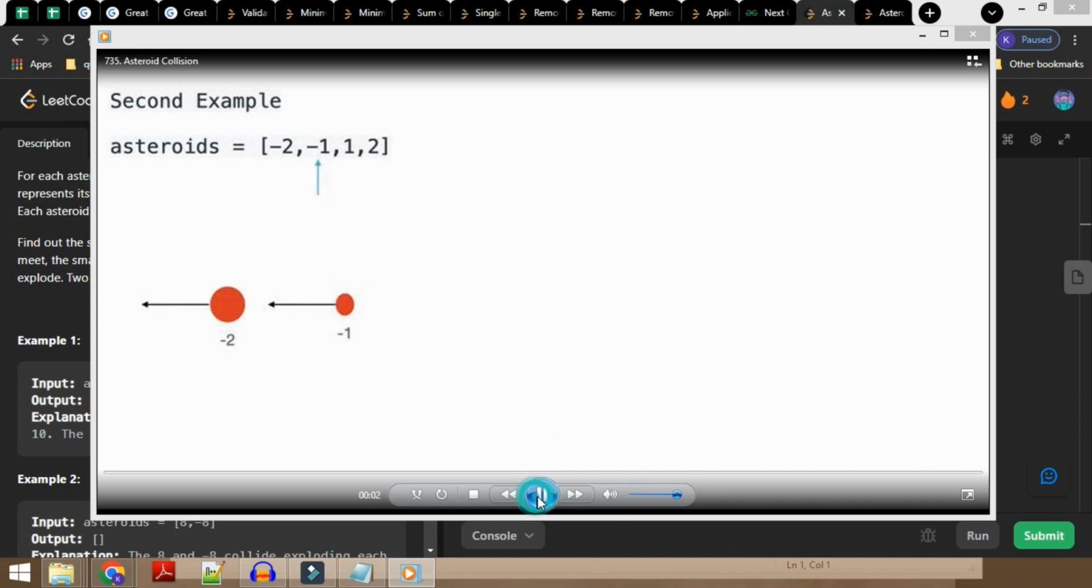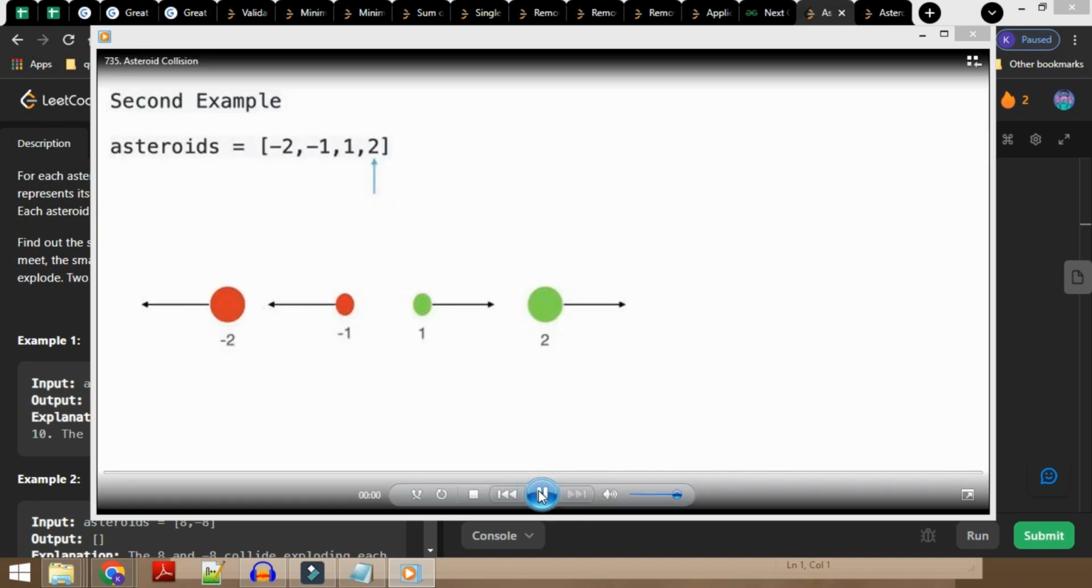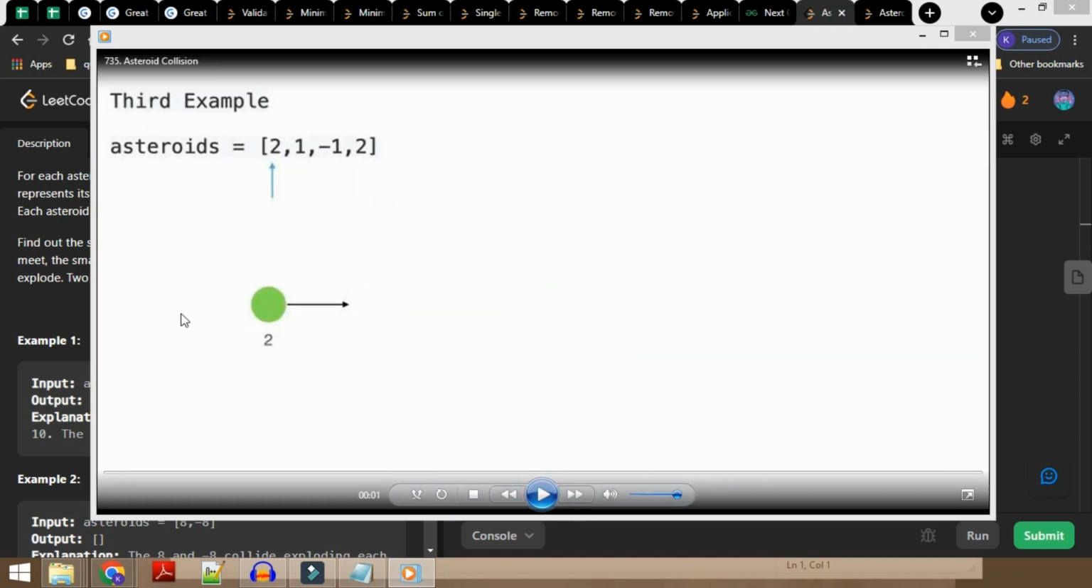Next, the next element is coming as a positive 1, right? Again, these are not going to collide ever. They're just going to be passing there. We just have to traverse the complete array, and we are not going to reach any conclusion, and we have to return the same array at the end. Let me play this once again.